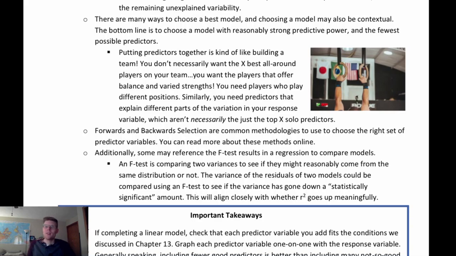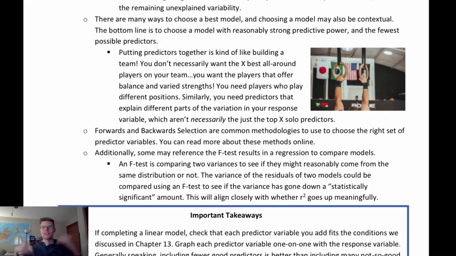So that's like fitting, I guess, I don't know what sports people know. I'm going to go with baseball because maybe people know that. I'm not going to put a team of pitchers on the field, right? I only need one pitcher, so I'm not going to put 5 pitchers on the field at the same time because that's redundant. Instead, I want somebody who's good at pitching. I want somebody who's good in the outfield. I want somebody who's good catching at the plate, right? There are different roles, and I want people who together can explain a lot of variability in the response variable.